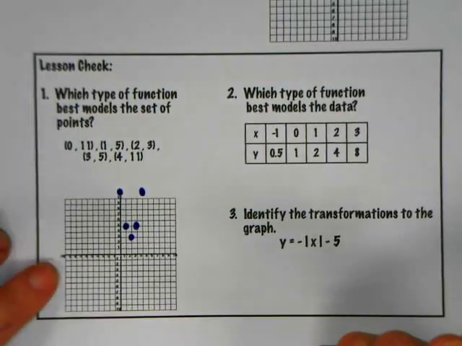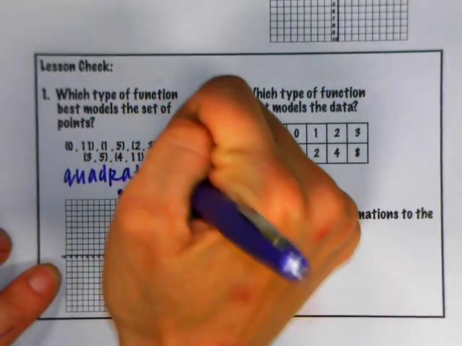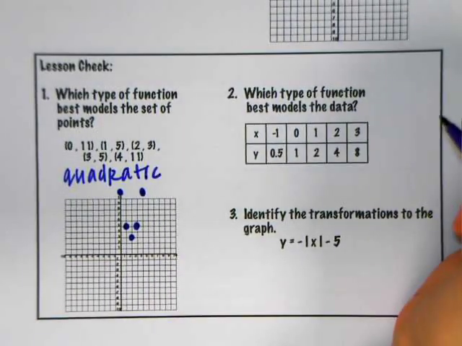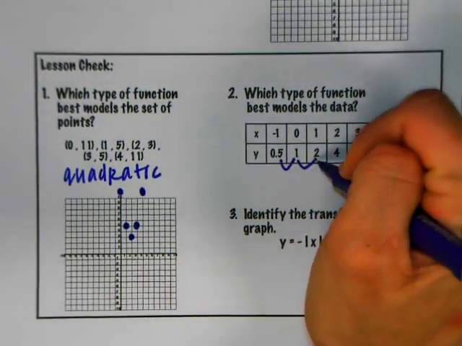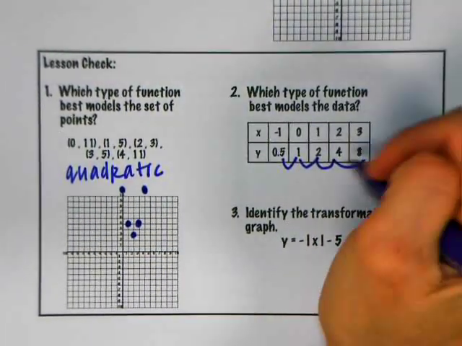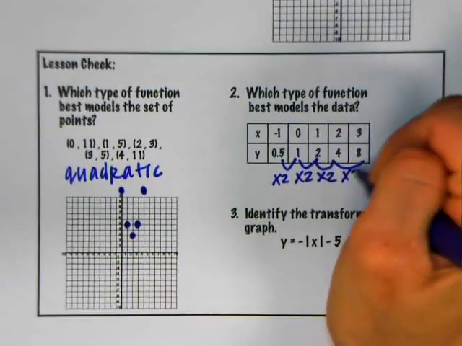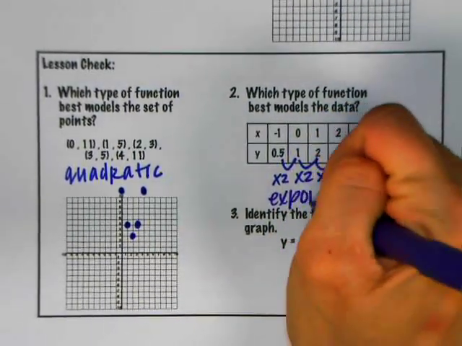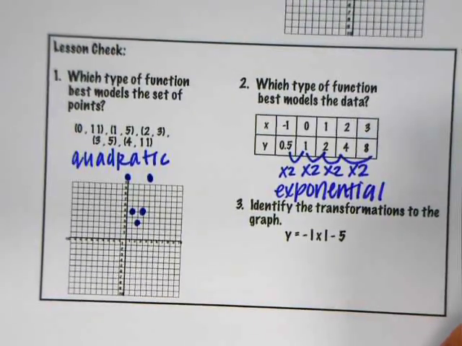Quadratic. Yep, quadratic. Okay, which type of function best models the data? So look at the y's. What's happening with the y's? Well, this is the same one that we did. Yep, so exponential. Exponential is multiplying or dividing, right? And then you use adding or subtracting for the other one.